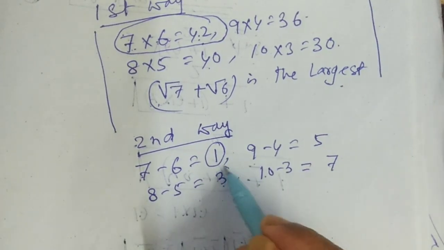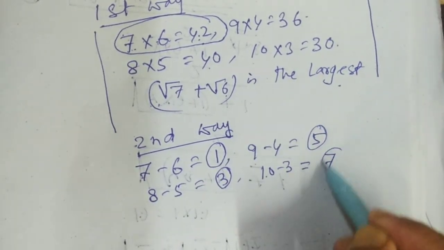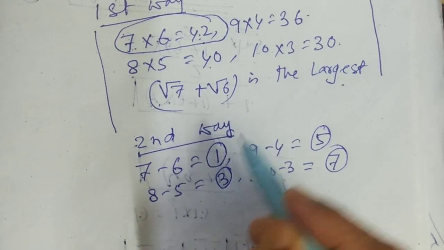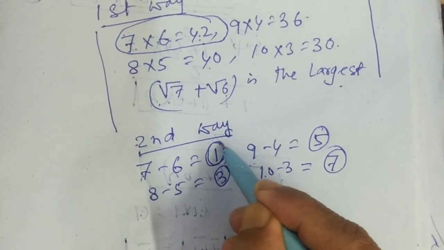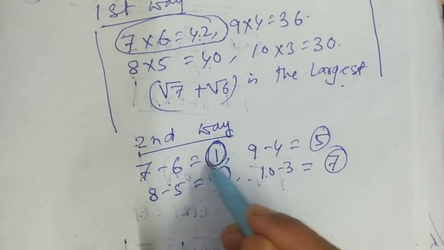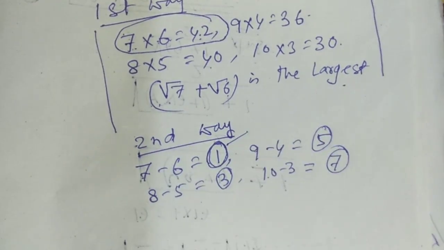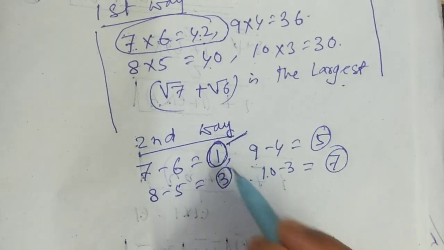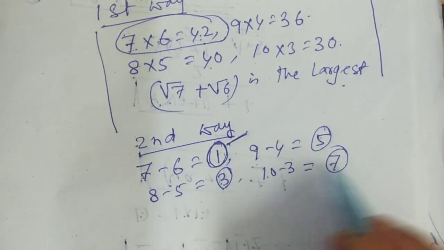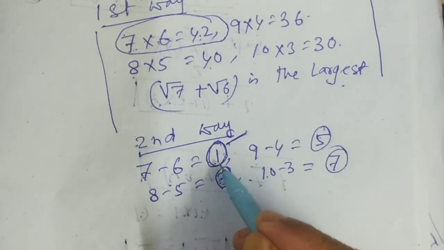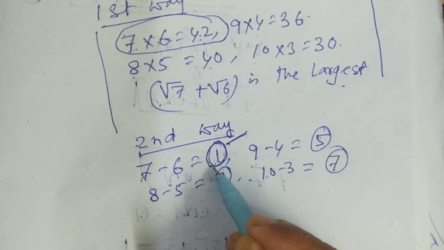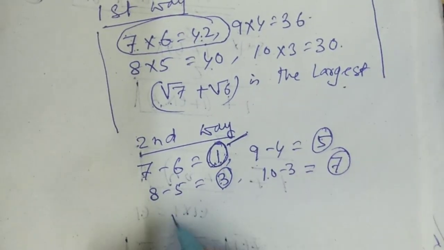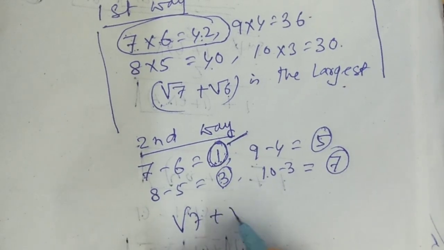I have written here. This answer is 1. This is 3. This is 5. And this is 7. So the smallest difference is the largest number. So which is the smallest? 1. So this is the largest. So the largest number is root 7 plus root 6.